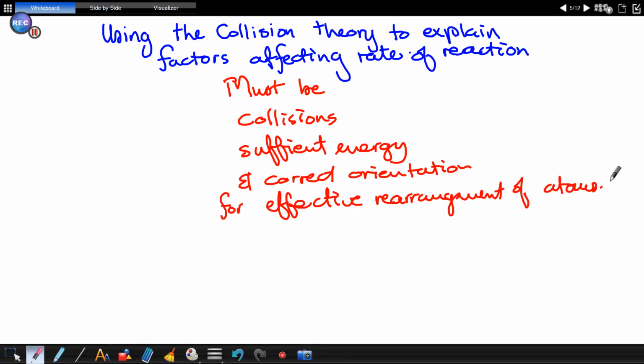So these four points: collision, energy, orientation, effective rearrangement, or effective collisions, we need to now use in explaining the factors affecting rates. Can I go there now? Which factor must I explain first? Not the nature, the surface area.